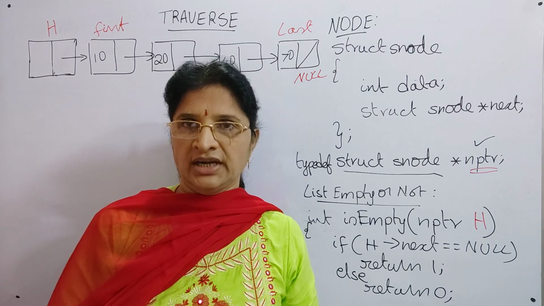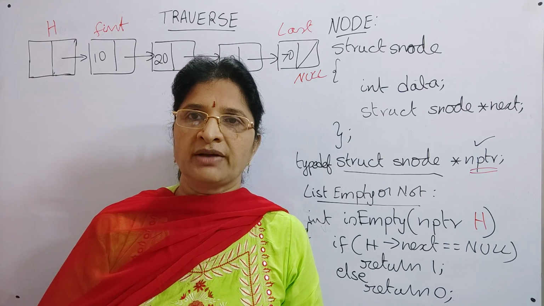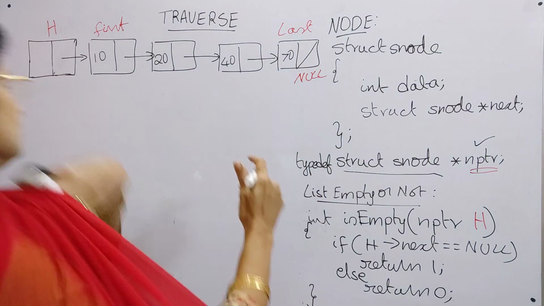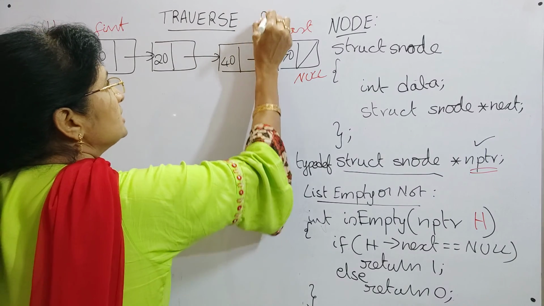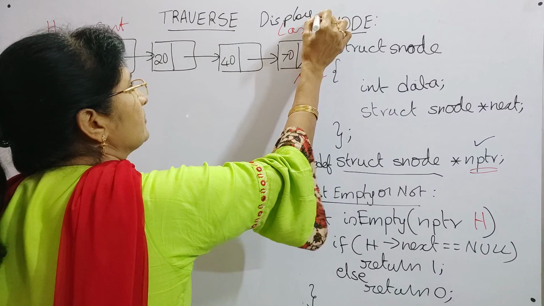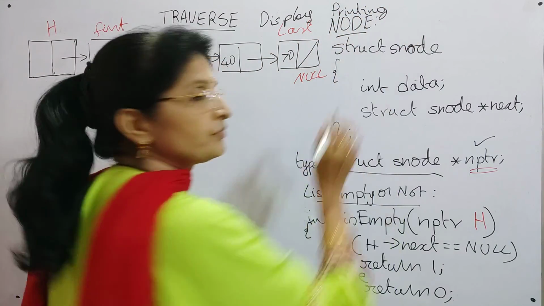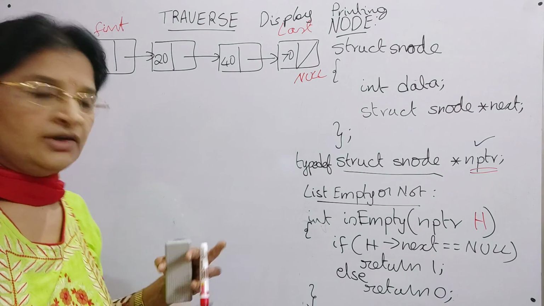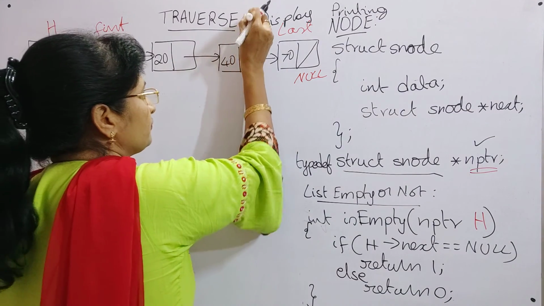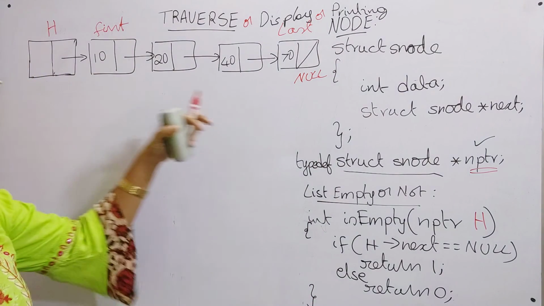If you want to display, you can display it. If you want to traverse through the list, that can be performed. Anything is the same. So for traversing, display or printing, for all these three things we can write the same function. Now we will see how to write that function.